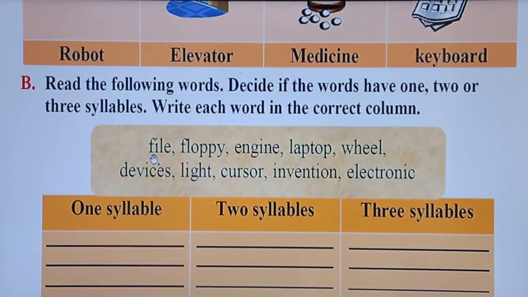File. Great, 1. Floppy. Great, 2. Engine. Excellent, 2. Laptop. Very good, excellent, 2. Wheel. Very good, 1. Devices. Great, 3 syllables. Light. 1. Great. And cursor. Great, 2.